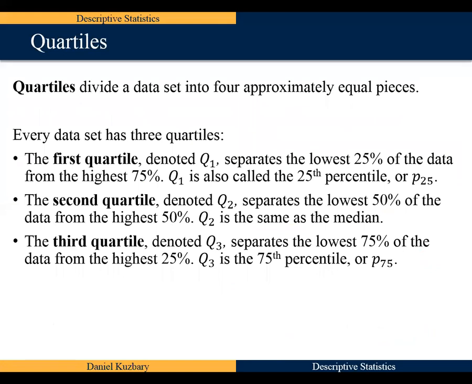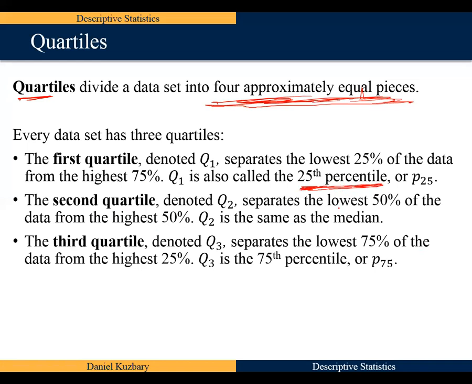Now, there's something called quartiles, which is much easier to work with than percentiles, because quartiles divide the data set into 4 pieces instead of 100 pieces. So that's where the word quartile comes from. Quart, 4, divides it into 4 things. So the first quartile is called Q1. It separates the lowest 25% of the data from the highest 75%. We can also call Q1 the 25th percentile. So quartiles are percentiles. They're just special ones. So this one divides the lowest quarter from the highest 3 quarters.